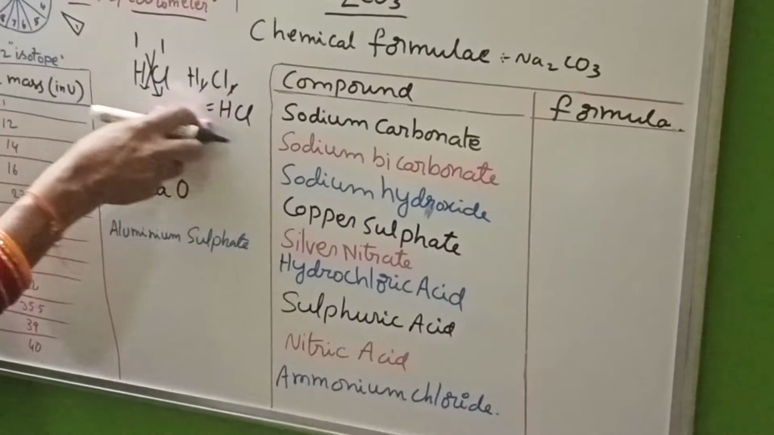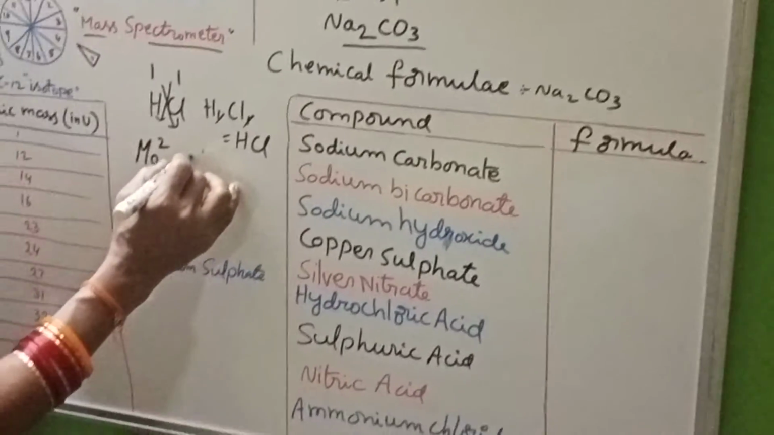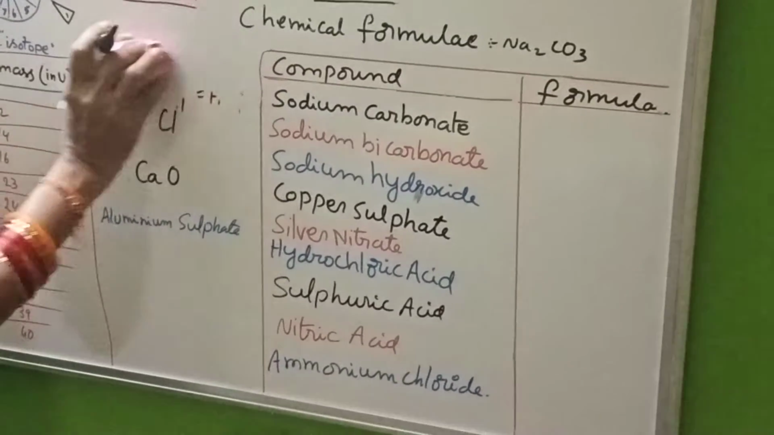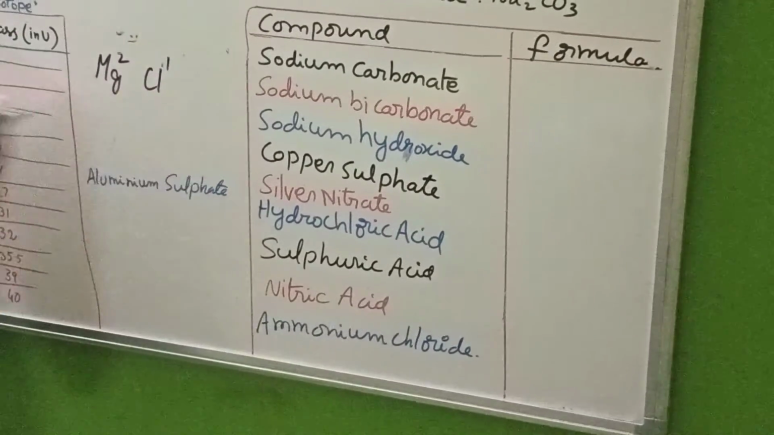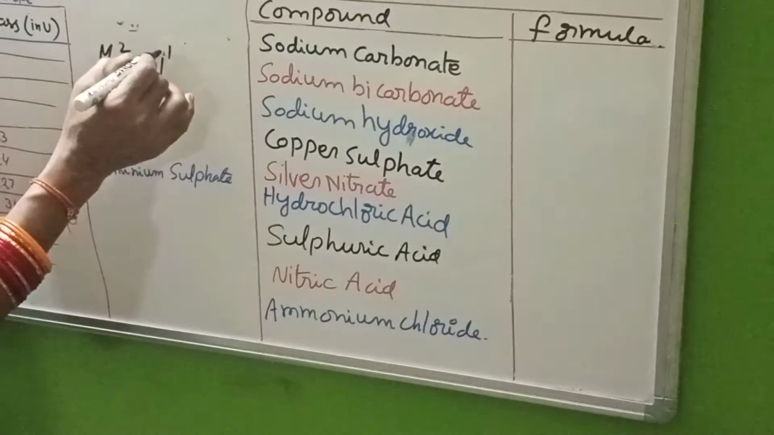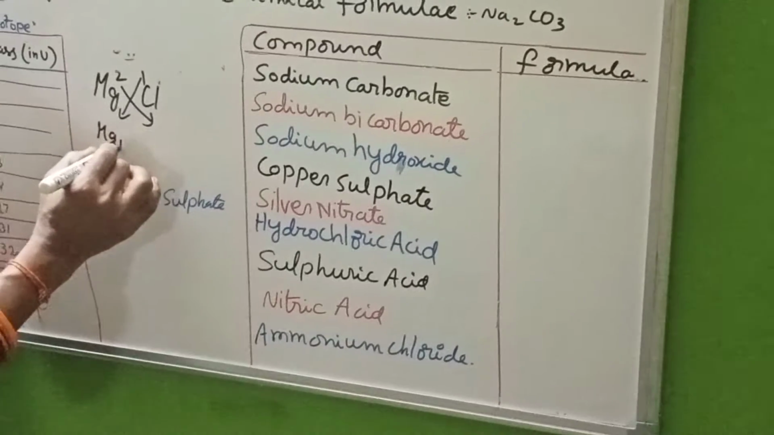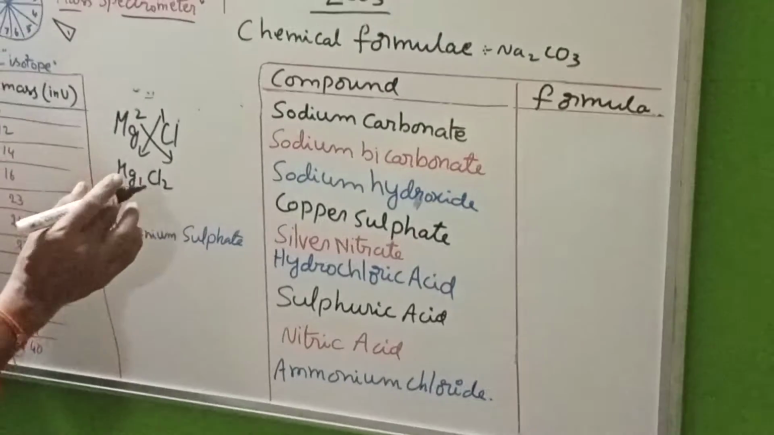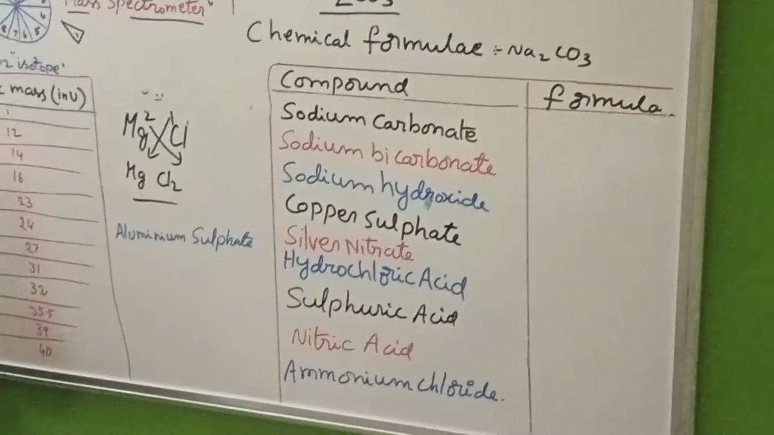Next, magnesium chloride. Magnesium has valency 2 and chlorine has valency 1. When you follow the criss-cross process, this 2 comes here and this 1 comes here. Mg1 Cl2. Anyhow, 1 magnesium atom is there. So in the next step, MgCl2 is the formula for magnesium chloride.